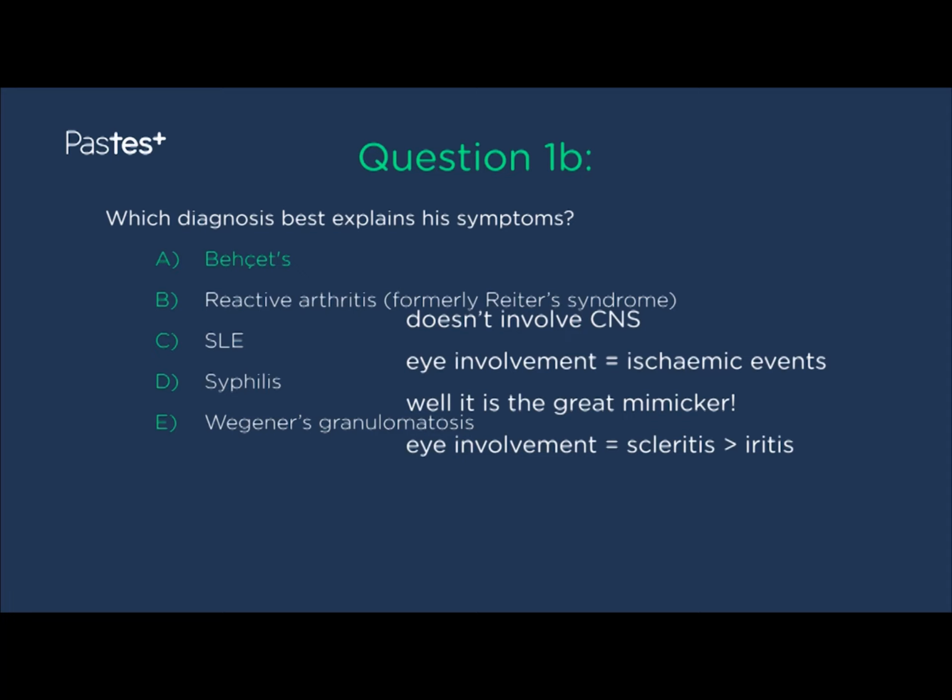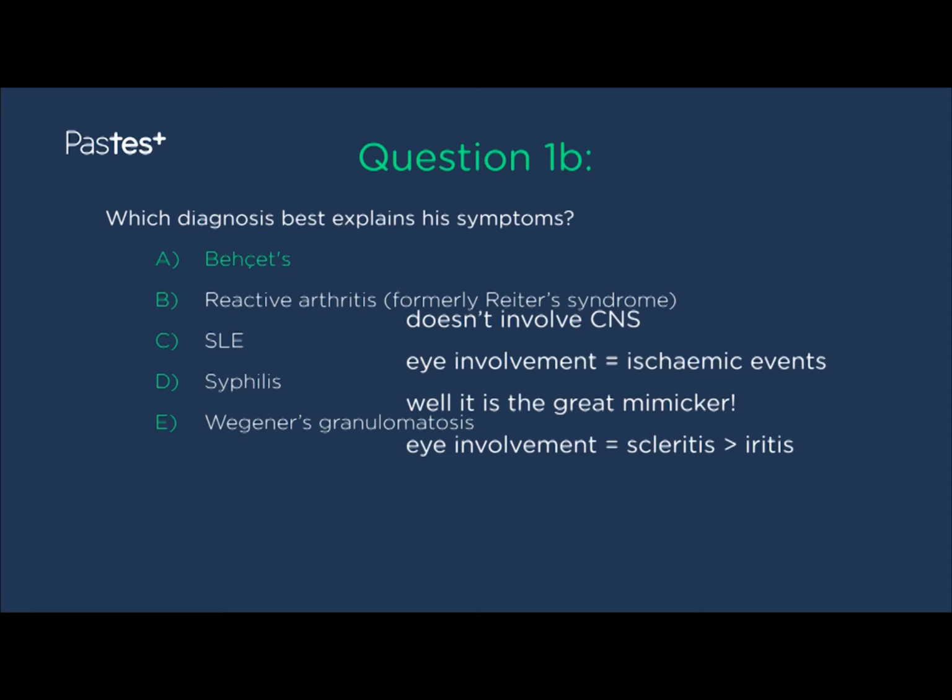SLE doesn't really cause uveitis or iritis. Syphilis, well, that certainly would fit, and that has to be your alternative differential. But the thing that goes against that is he was treated for syphilis. And it would be very unusual to have syphilis, get treated for it, and then still to develop disease. And most of these features would be part of tertiary syphilis.